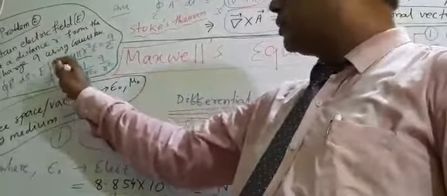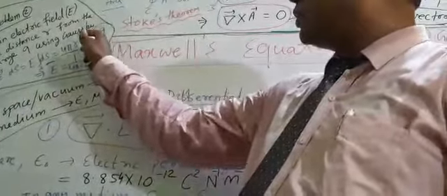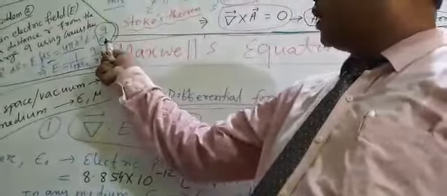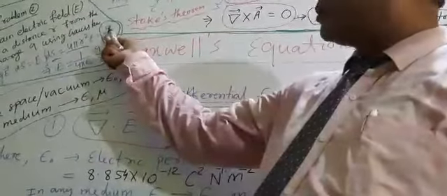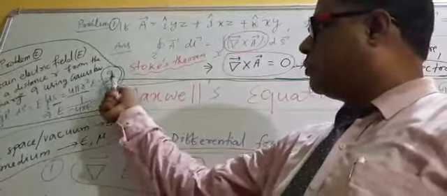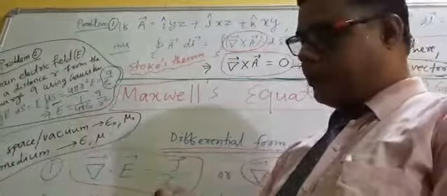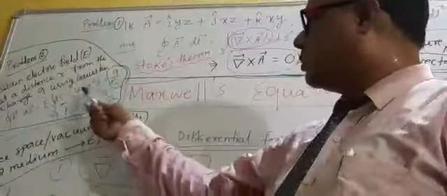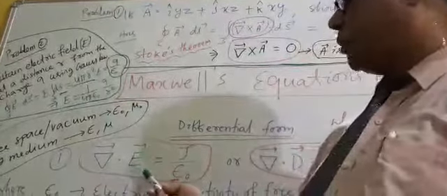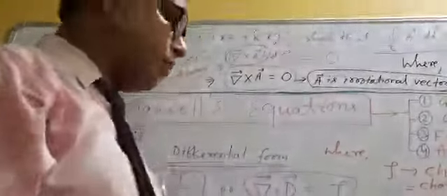So the integral of ds gives 4 pi r square E. As per Gauss law, it is q by epsilon, the net charge enclosed by the surface divided by epsilon. So E is equal to 1 by 4 pi epsilon times q by r square. So this is one problem of Gauss law, that is, Maxwell's first equation. Then I will explain another problem based upon Ampere's law.